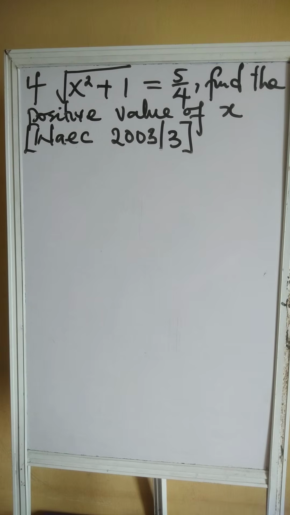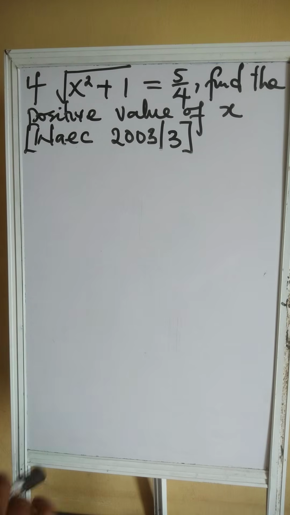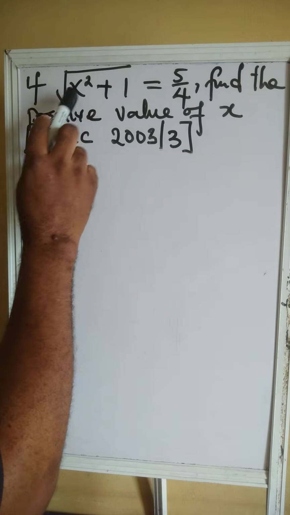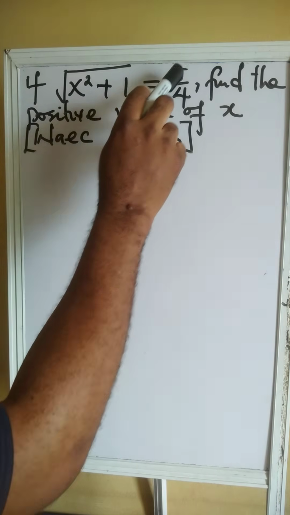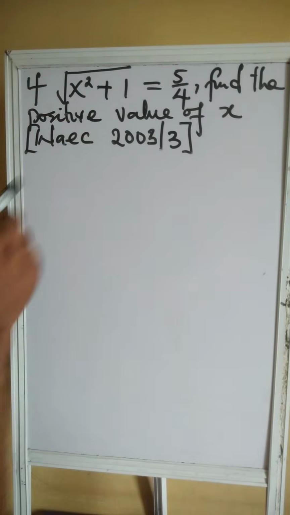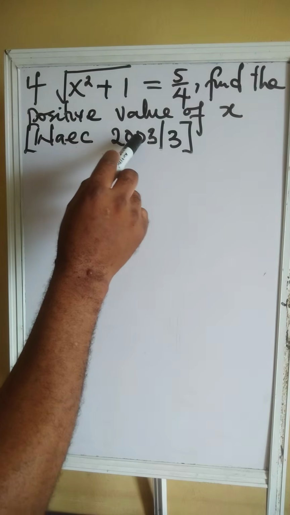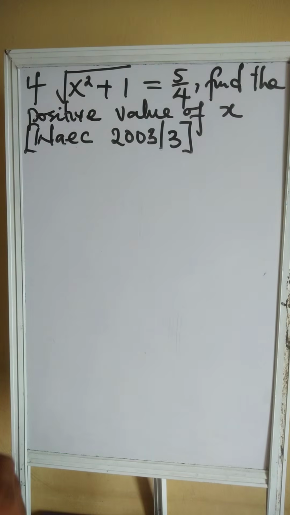Now we want to observe another WAEC question, but this one is theoretical. The question says, if the square root of x squared plus 1 is equal to 5/4, find the positive value of x. WAEC, West African Examination Council, 2003, question number 3.